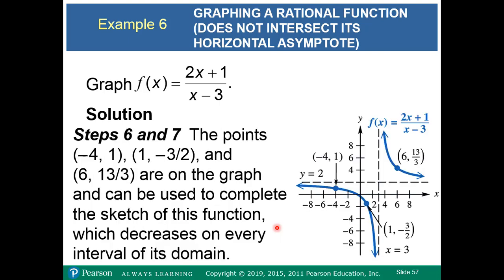And so then what we do is we take the points negative 4, 1, 1 comma negative 3/2, and 6, 13/3, which are on the graph, and we basically use the information about the asymptotes to complete the sketch of the function, which is decreasing on every interval, as you can see.